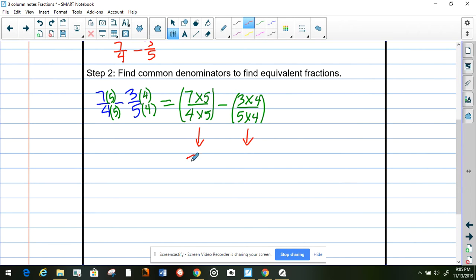7 times 5 equals 35, and 4 times 5 equals 20, minus 3 times 4 equals 12, and 5 times 4 equals 20. Okay, so 35 minus 12, let's say 5 minus 2 equals 3, and 3 minus 1 equals 2. So the answer on the numerator is 23, and the denominator is 20. So as you can see, this is an improper fraction. Our total here is an improper fraction because the number on the numerator is greater.